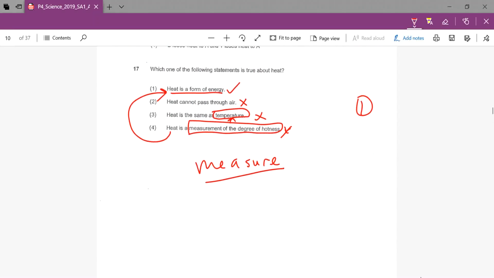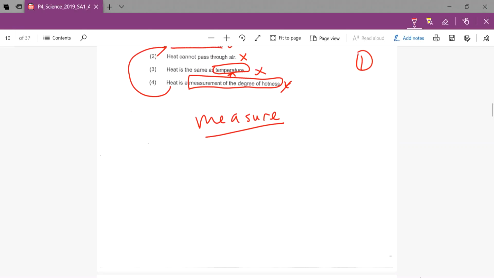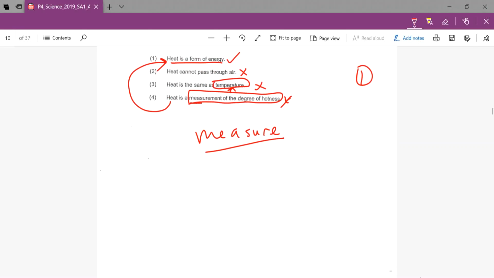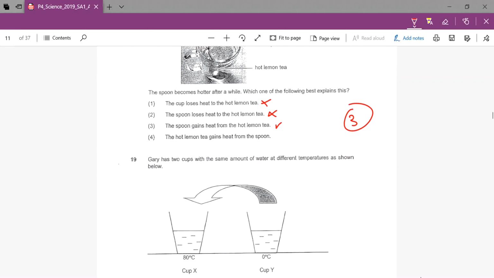Okay, so if you see question 17, to repeat, heat is a form of energy, temperature is the measurement of degree of hotness, and heat travels from a hotter region to a colder region. So measurement of degree of hotness would be correct if I replace the word heat with temperature.